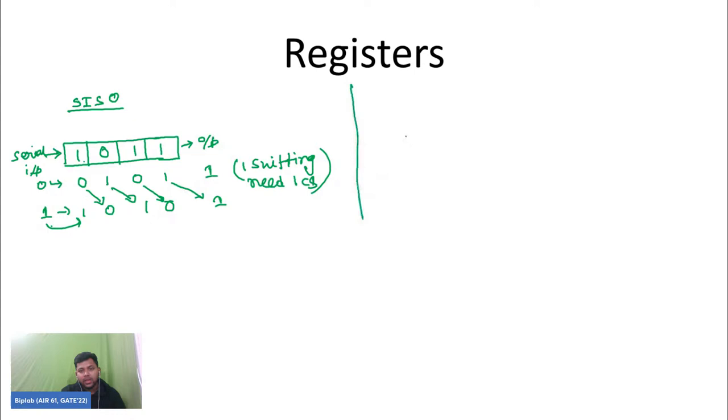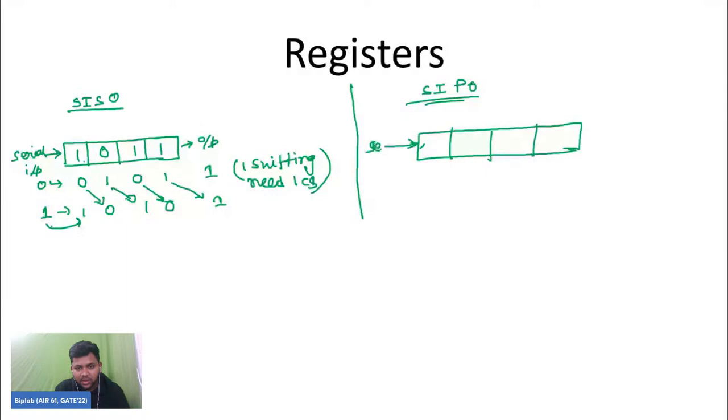Now we have serial in, parallel out, SIPO. The same way, you have serial input, but in the case of output, you don't have to always read from the right side. You can directly read from here.